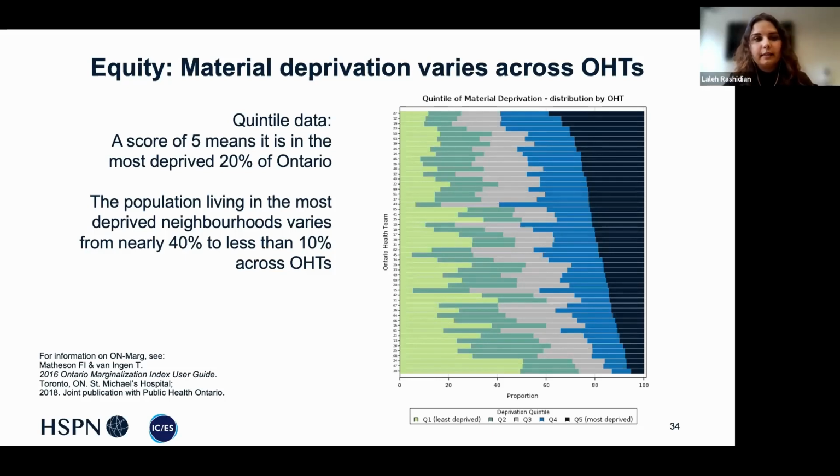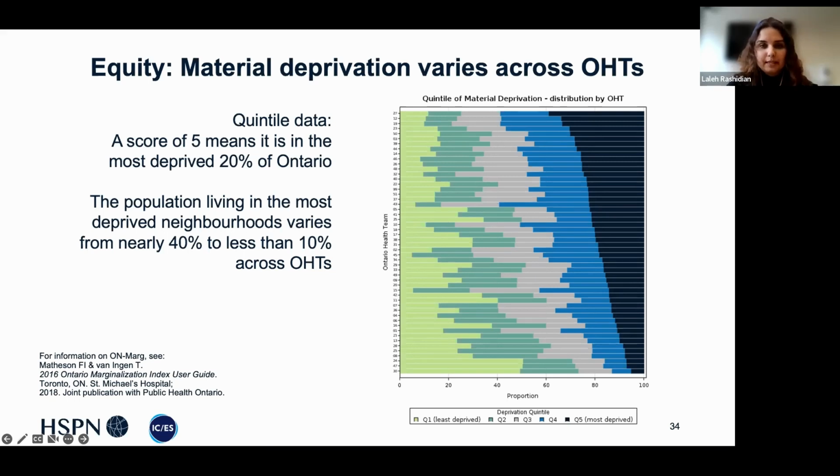And the marker of equity that we will be using is the Material Deprivation Index, which is based on Canadian census data from 2016. Basically, what this does is it looks at things like income, educational level, housing quality, and family structure. And it's closely related to poverty, it's related to access to care and patient health outcomes. And this data is split into quintiles. So in the Q1, which is the bright green, we have our least deprived neighborhoods, all the way to the Q5, which is the most deprived neighborhoods in the dark blue.